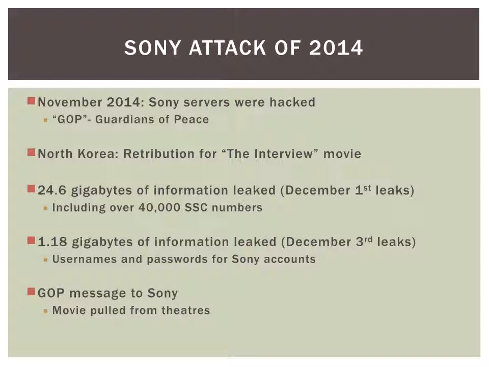The first round of leaks happened on December 1st, and 24.6 gigabytes of information were leaked. Within that information included over 40,000 different social security numbers of the employees that worked for Sony, previous employees and current employees. The next round of leaks took place on December 3rd, just a couple days later. That included 1.18 gigabytes of information, and that information included usernames and passwords of Sony accounts, their banking accounts, also the accounts of the employees as well.